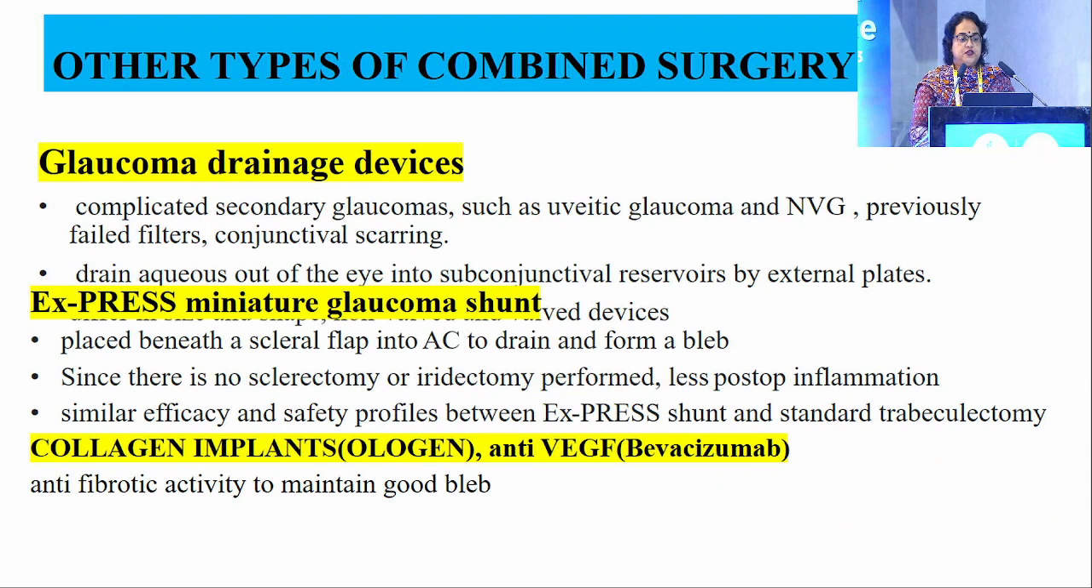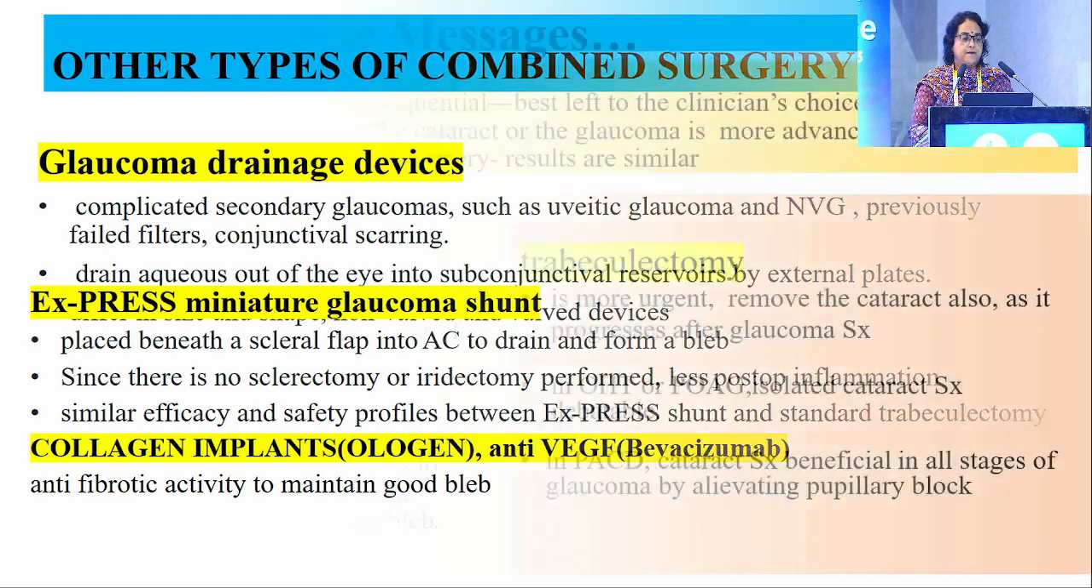So other types of combined surgery apart from trab are glaucoma drainage devices, mostly in complicated uveitic or neovascular glaucoma or previously failed trabs, the Express mini shunt, and now they are using some antifibrotic agents apart from mitomycin C, like collagen implants or bevacizumab, for better bleb outcome.